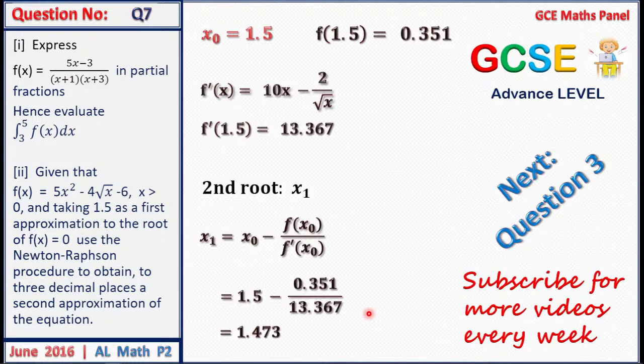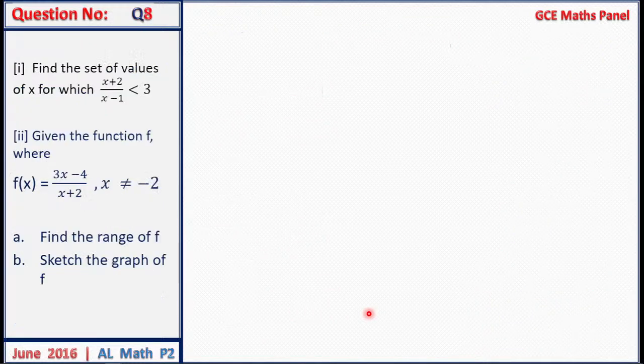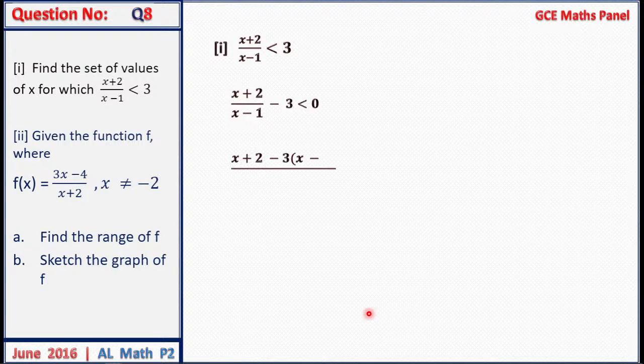Question 8. Find a set of values of x for which (x + 2)/(x - 1) is less than 3. We first of all bring everything to the left hand side, so on the right hand side we have 0. By looking for the LCM, we will have the left hand side to be (-2x + 5)/(x - 1) less than 0.